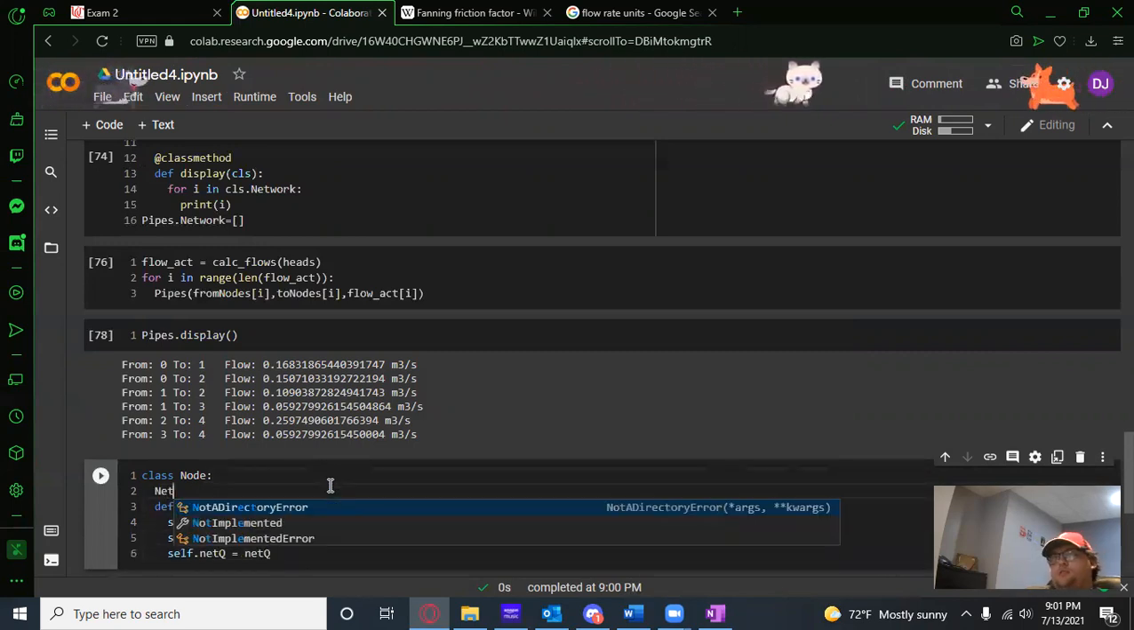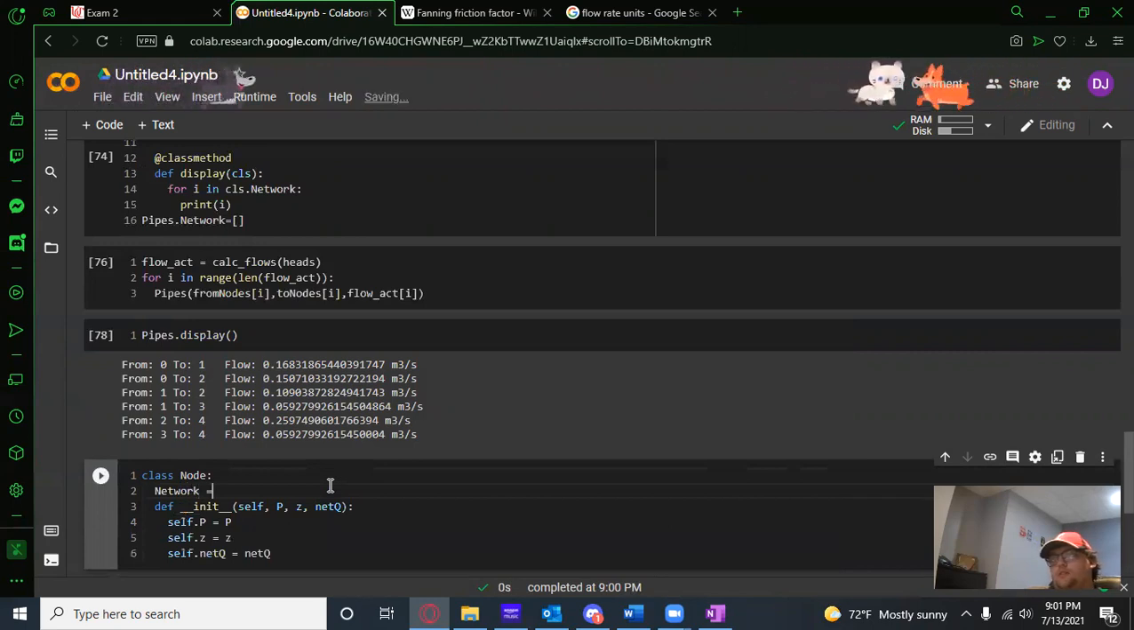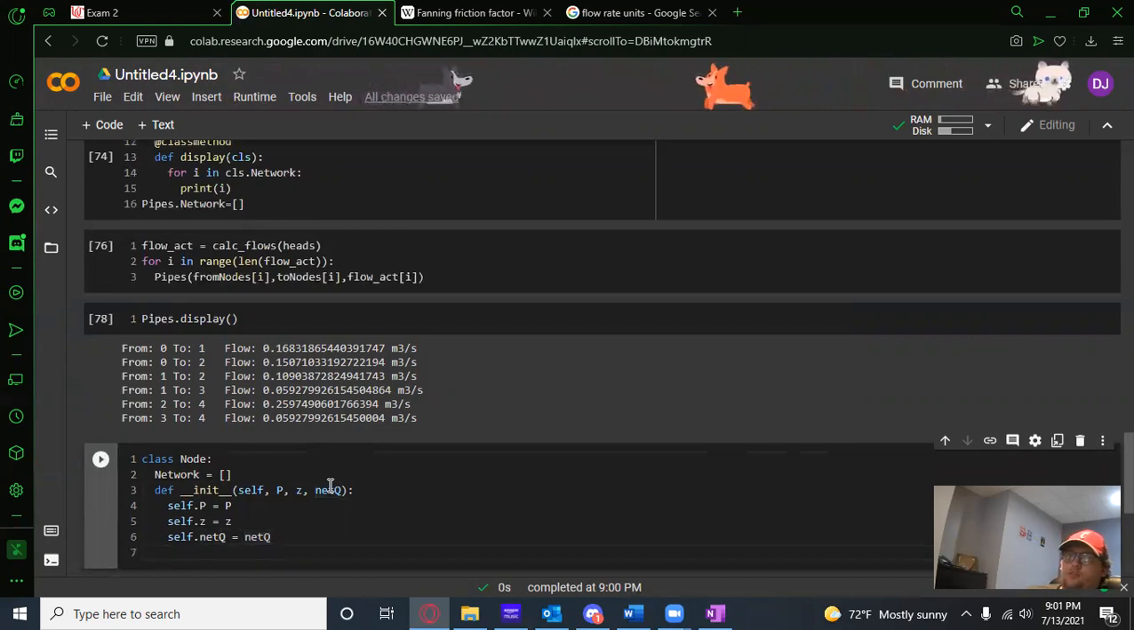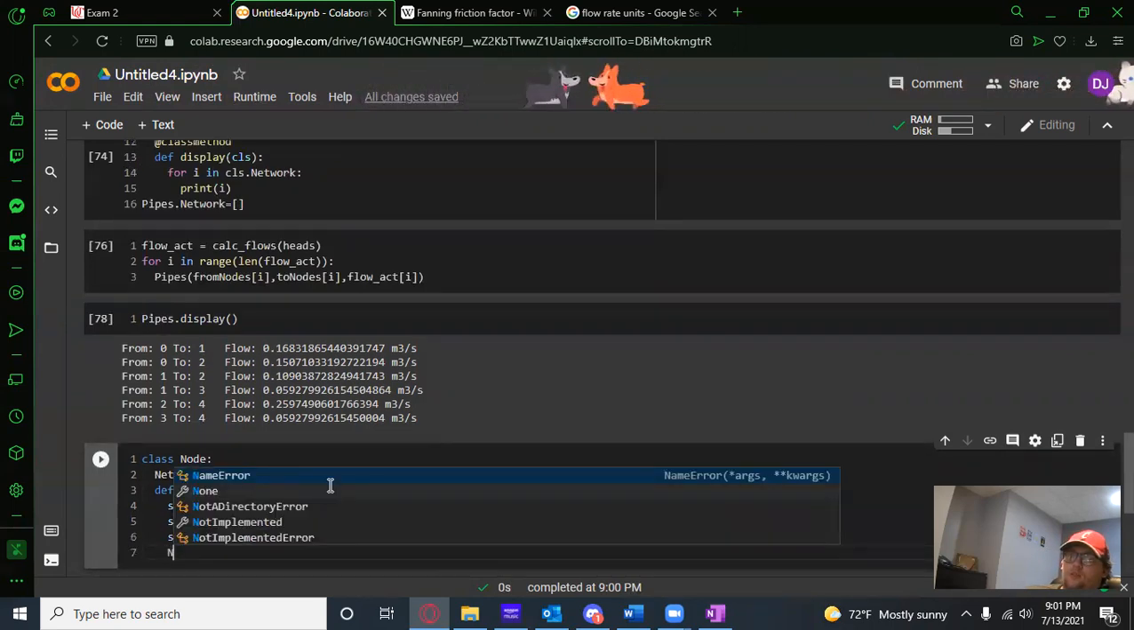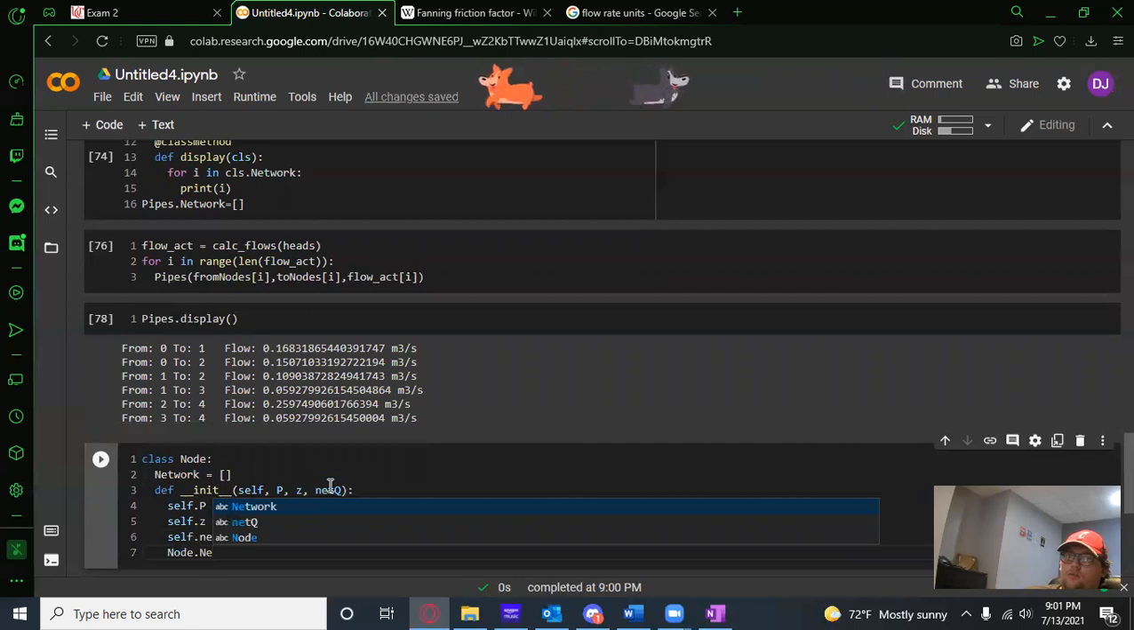And then the same thing, I'm just going to set a network class variable to an empty list. Then every time this is called, go to node.network.append(self).